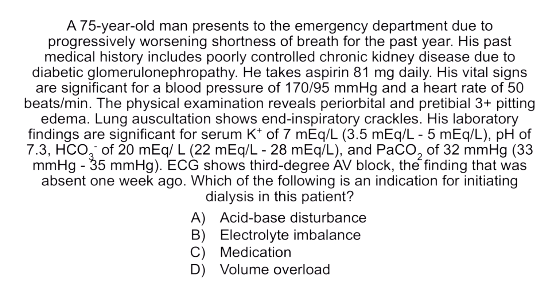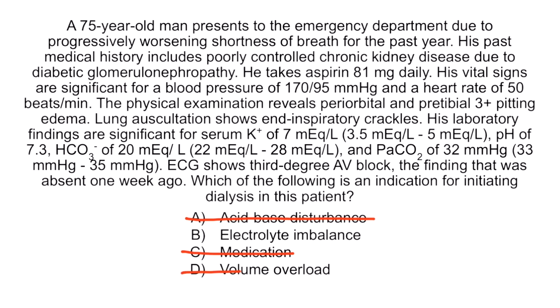Let's discuss why other options are incorrect. Option A is incorrect because metabolic acidosis is an indication for urgent dialysis only if pH is less than 7.1 and is refractory to medical therapy. This patient's pH is 7.3. Option C is incorrect because although aspirin toxicity requires dialysis, this patient takes only 81 milligrams of aspirin daily. Therefore, he is unlikely to have salicylate toxicity given the low dose of medication.